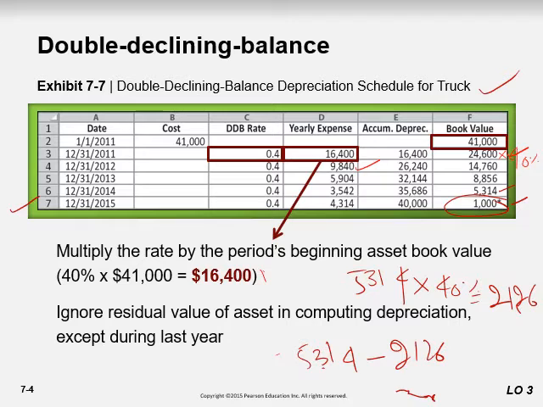But if we deduct this amount, 5314 minus 2126, answer is 3188, right? But remember, the value at the end of 5 years is 1000, but your value would be 3188, and that cannot be possible. Why? Because the asset is going to be replaced with salvage value, or can be sold after its useful life, for $1000. So you just adjust at the end, that's the trick here.